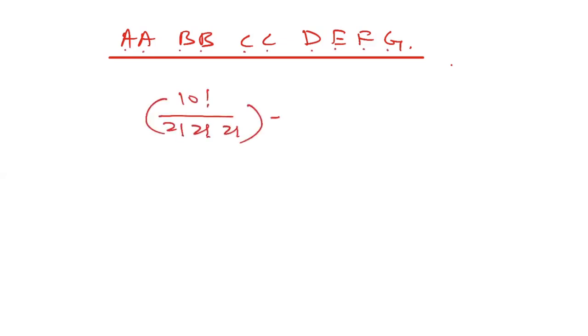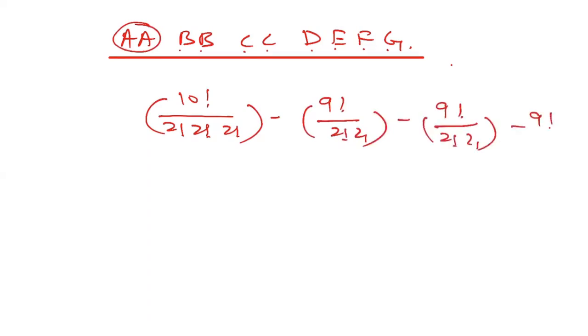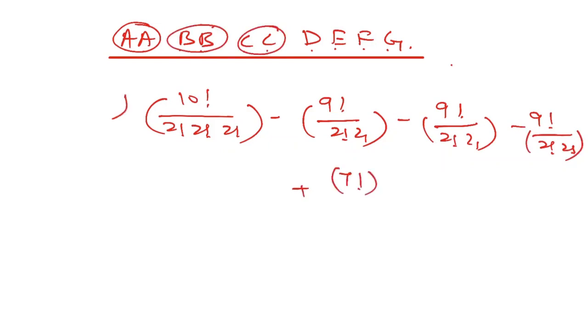Minus two A's are together. So this two A's are together, so 1, 2, 3, 4, 5, 6, 7, 8, 9. Factorial 9 by factorial 2, factorial 2. The same case will be for B. Same case will be for C. And for different, 1, 2, 3, 4, 5, 6, 7. Factorial 7 is for all the cases.